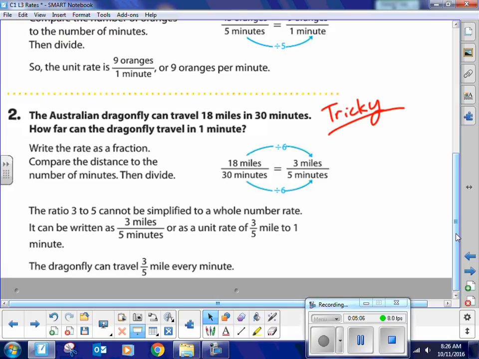Okay, that's not exactly what they did here. What they first did is they found the greatest common factor between 18 and 30. They find out that it's 6, all right? They divide everything by 6. They get it down to 3 miles in 5 minutes.